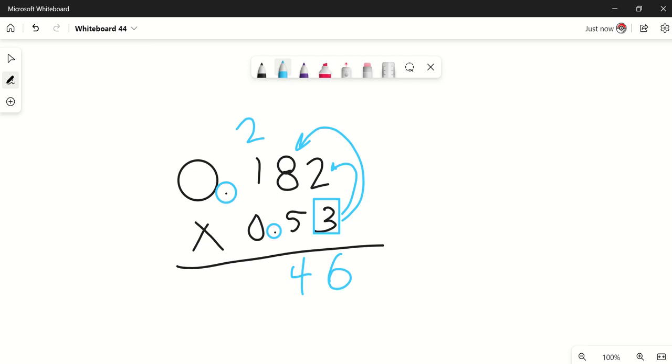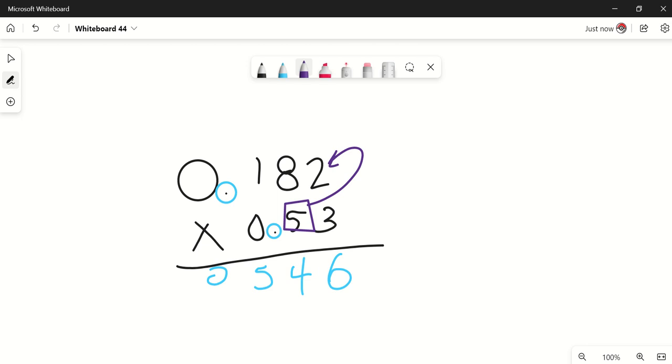8 times 3, again, was 24. We carried the 2. 3 times 1 this time will be 3, plus the 2 will be 5. And then we can do 3 times 0 if we'd like. It doesn't really matter. It's still going to be 0. So now what I'm going to do is clear this all out, and now I'm going to multiply by the 5s.